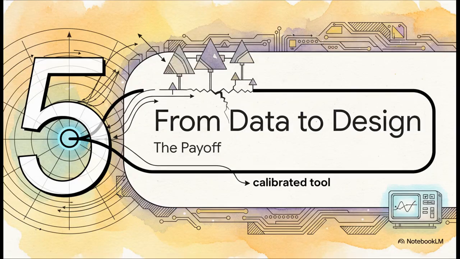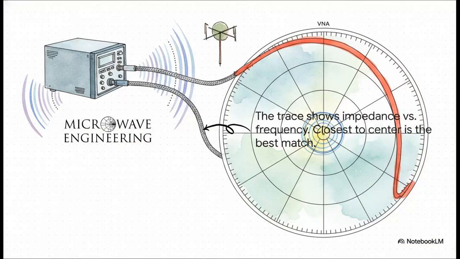Okay, now for the fun part, the payoff. We have our accurate, perfectly calibrated tool. We can speak its language. So let's put this thing to work and finally solve that impedance mismatch problem that we started with. And here you go. This is what it looks like in action. The VNA just sweeps across all the frequencies you care about, and it draws this trace on the Smith chart. You can instantly see exactly how the impedance is behaving. If you're looking at an antenna, for example, the spot where that trace gets closest to the center of the chart, that's your money spot. That's the resonant frequency, where you have the best possible match.